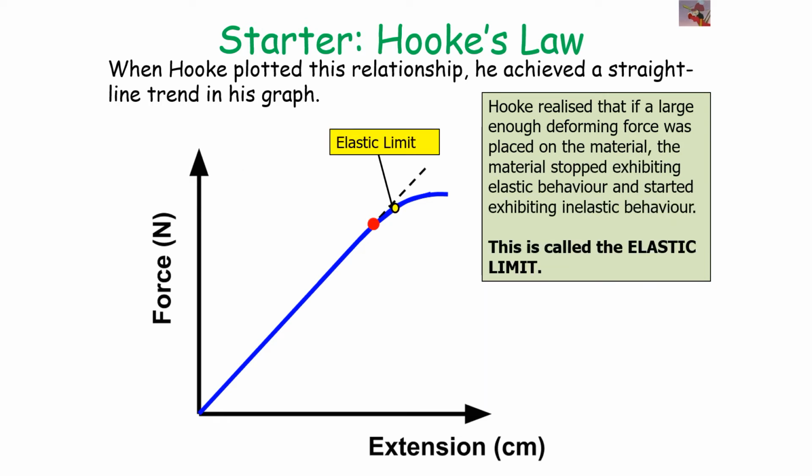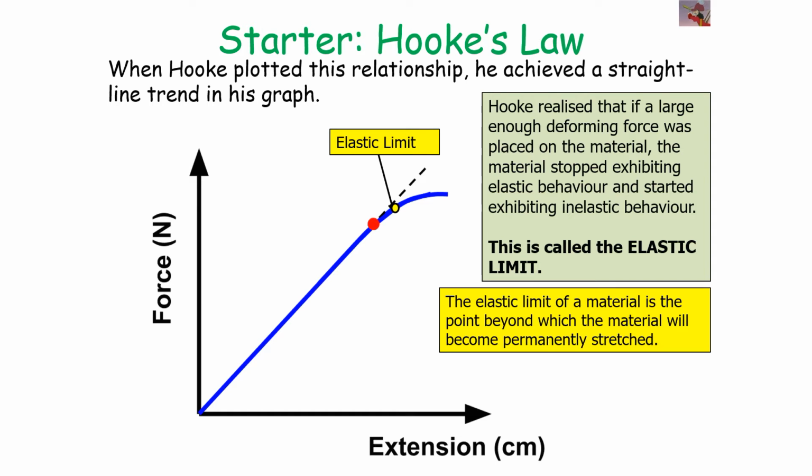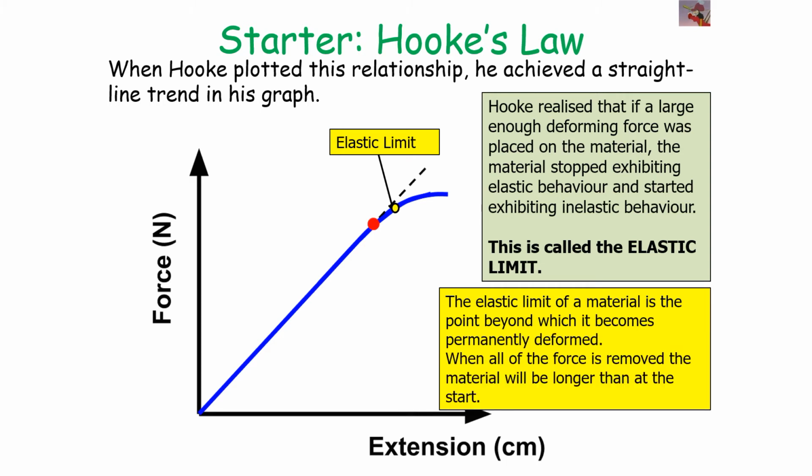Now Hooke also realised that if you place a large enough deforming force on the material, it stops exhibiting elastic behaviour and starts exhibiting inelastic behaviour, and this is called the elastic limit. Now the elastic limit of a material is the point beyond which the material will become permanently stretched. So it's the point where it becomes permanently deformed. When all of the force is removed, the material will no longer be at the starting length, it will have been deformed.